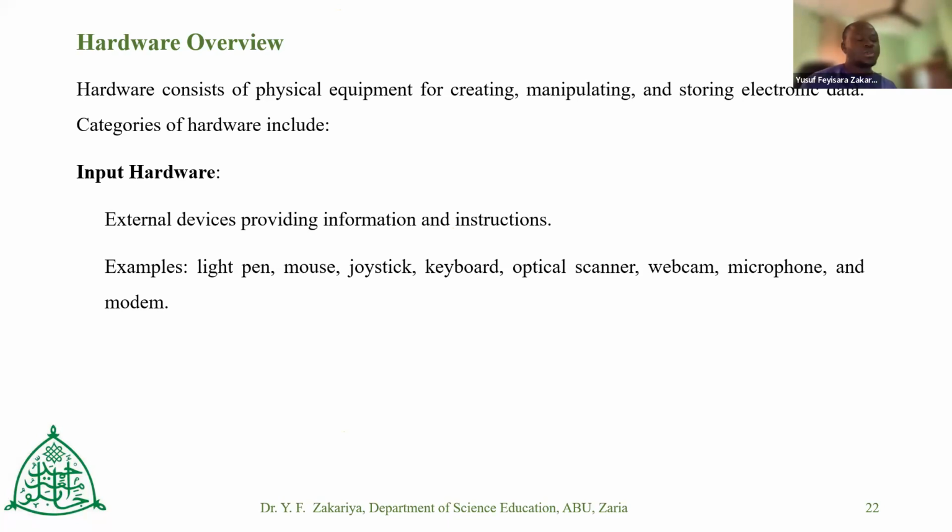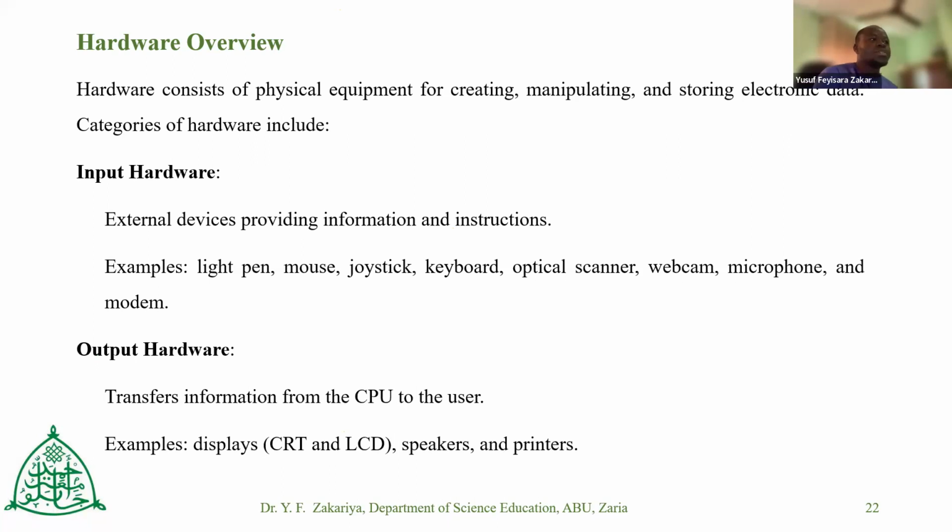So these are the input hardware. Then we can also have the output hardware, which is another category of hardware. You can use it to transfer information from the CPU to the user, like the display, the CRT, and the LCD, liquid crystal display, the speakers, and the printers. So these are the classification of hardware.